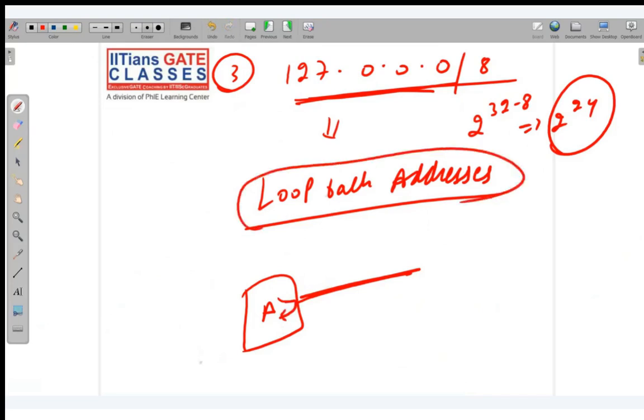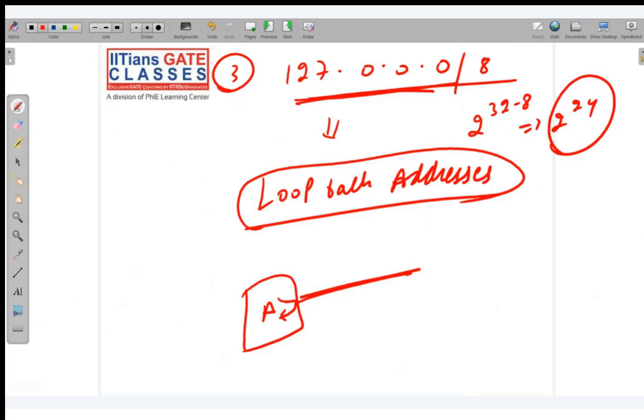So what is their use? With a loop back address, you just want to check whether your IP protocol is able to create datagrams and receive datagrams properly or not. That means for network diagnostic purposes we are using this. It is basically used to test the IP software, whether your IP software is creating packets properly and receiving packets properly. That's why you will use these addresses.